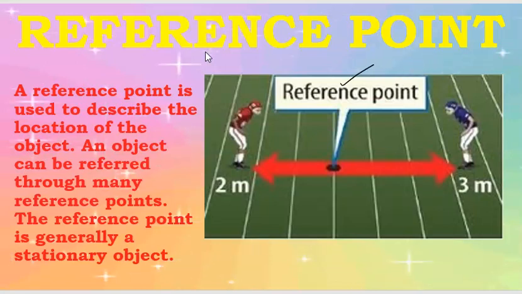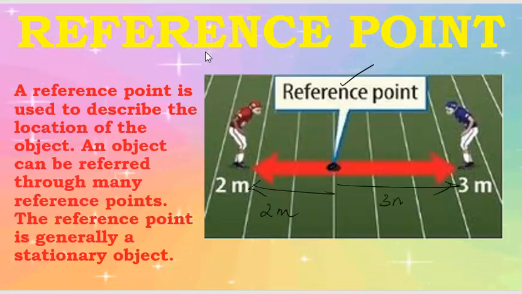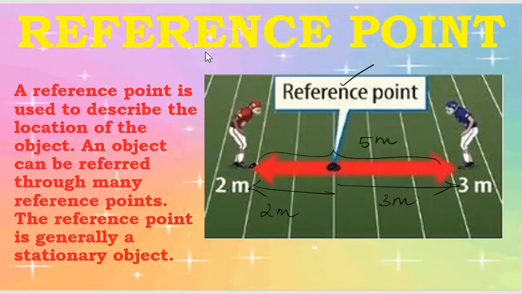In this picture you can see that if this is taken as the reference point, then this person is at a distance of 2 meters, whereas this person is at a distance of 3 meters. Suppose this reference point is changed to here, then you can say that this particular person is at a distance of 5 meters, whereas this person is exactly at that point, and you can say that the distance is 0 meters.